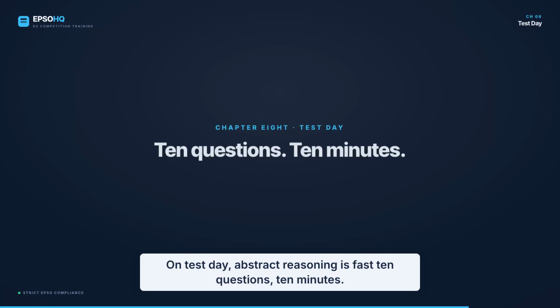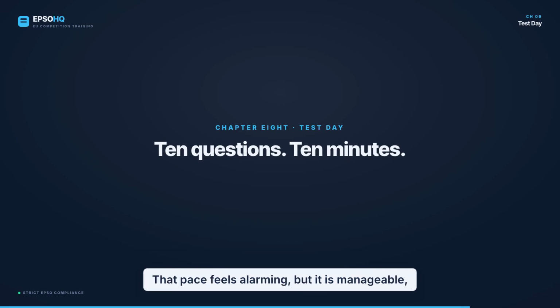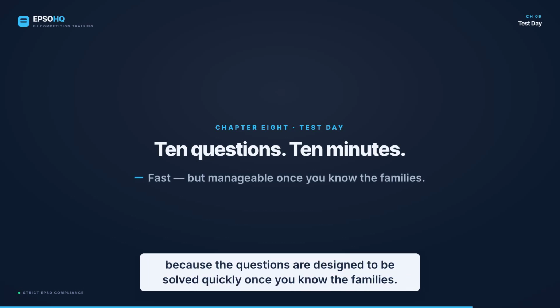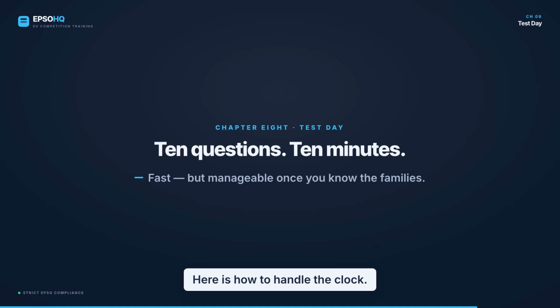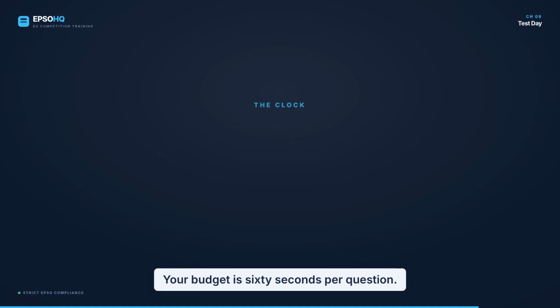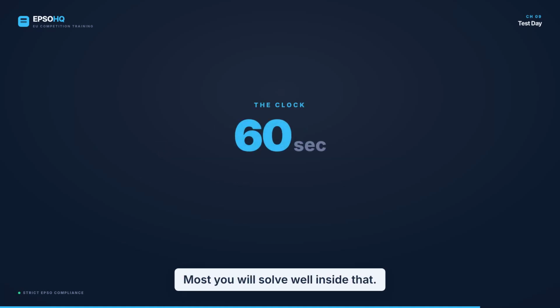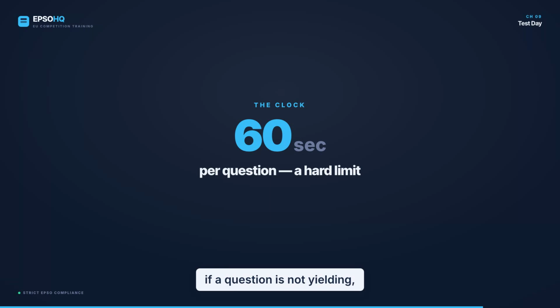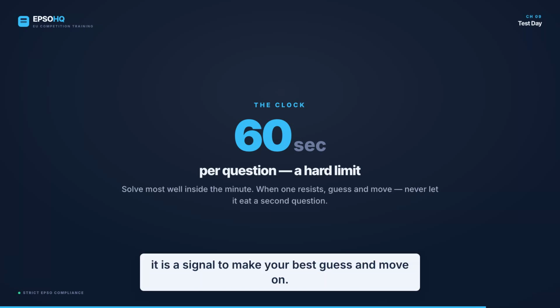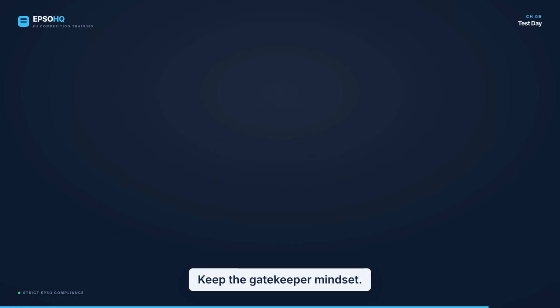On test day, abstract reasoning is fast. Ten questions, ten minutes. That pace feels alarming, but it is manageable because the questions are designed to be solved quickly once you know the families. Here is how to handle the clock. Your budget is 60 seconds per question. Most you will solve well inside that. Treat the minute as a hard limit. If a question is not yielding, that is not a signal to push harder. It is a signal to make your best guess and move on.